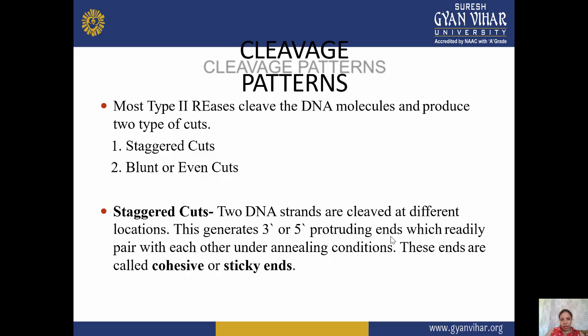So staggered cuts are where the two DNA strands are cleaved at different locations, and this generates 3' or 5' protruding ends, which readily pair with each other under annealing conditions. These ends are called cohesive or sticky ends. So the important thing is that in staggered cuts the strands are cleaved at different positions, so the ends are not even, and they generate 3' and 5' protruding ends, also known as sticky or cohesive ends.